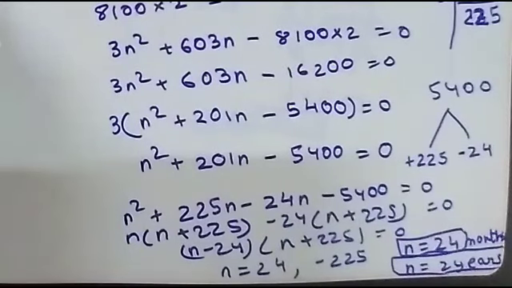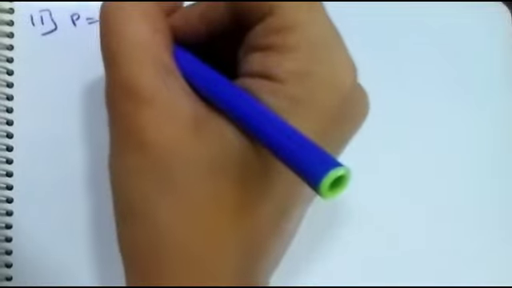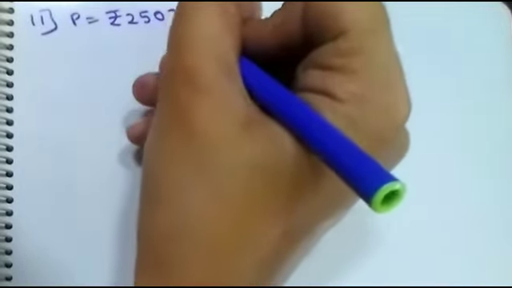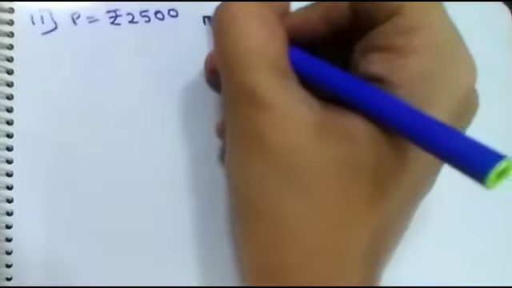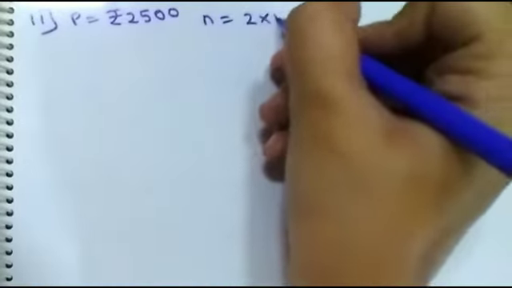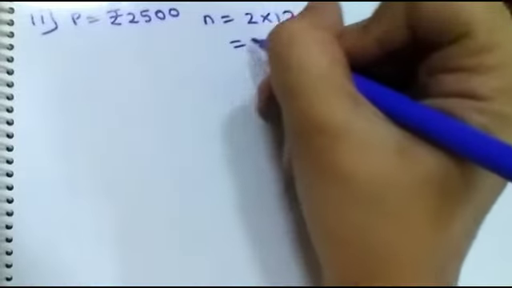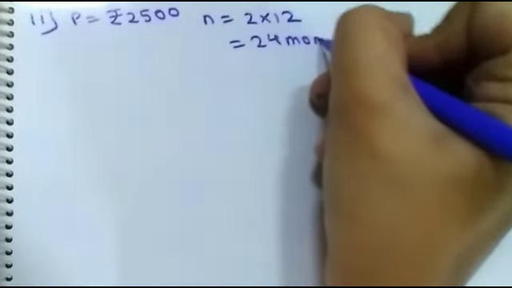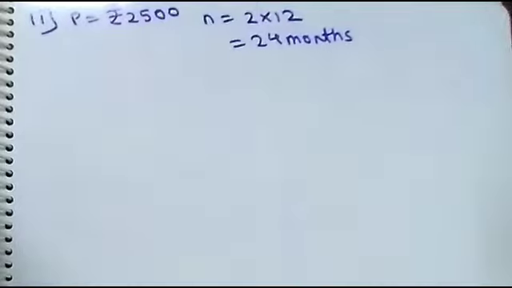Okay. Now let's proceed with question number 11. It is the board question and last question of the exercise. Question number 11 says, Mr. Gupta opened a recurring deposit account in a bank. He deposited rupees 2500 per month. Therefore, principal is rupees 2500 for 2 years. Therefore, N equals to 2 into 12 because we have to calculate in months, which is 24 months. 2 years is 24 months.